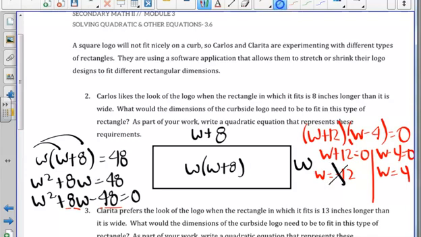However, it's not feasible for us to have a width of -12. Therefore, our possible dimension will be a width of 4. So our dimensions for this rectangle will be 4 inches by 8 plus 4, which is 12 inches.